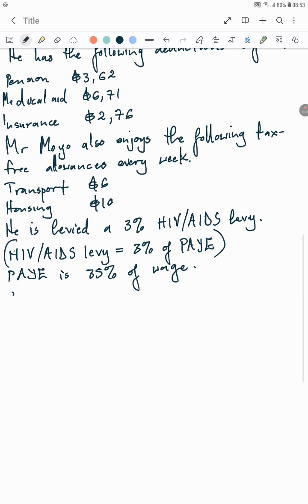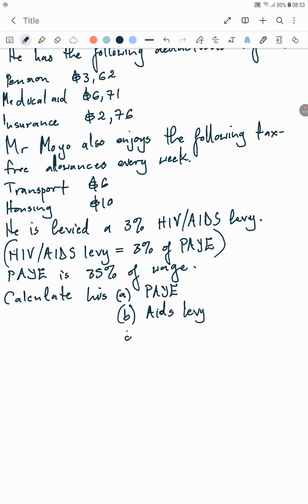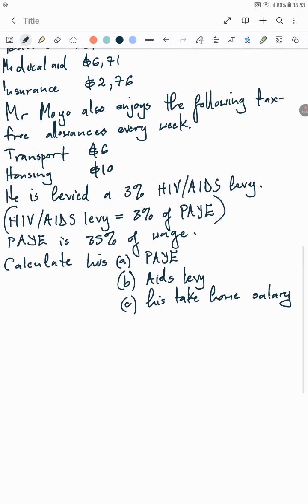Calculate A, PAYE, and B, calculate the AIDS levy, and C, the take home salary or wage.